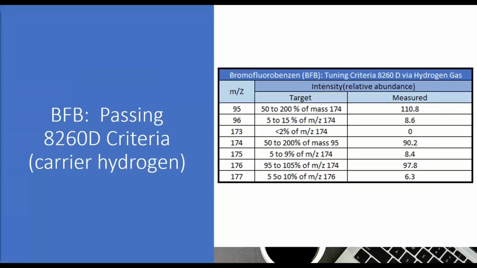Okay, and lastly, let's address the real-world example of the BFB tune in hydrogen. As previously mentioned, the major difference between 8260C and D is the expansion of the mass ion 96 relative abundance from 5 to 15%. You may have also noticed that the reference mass for the ion 95 is now 174. In addition, the target mass ions 50 and 75 are no longer used as reference criteria within the updated version. With these new parameters, we are easily able to pass the BFB tune.